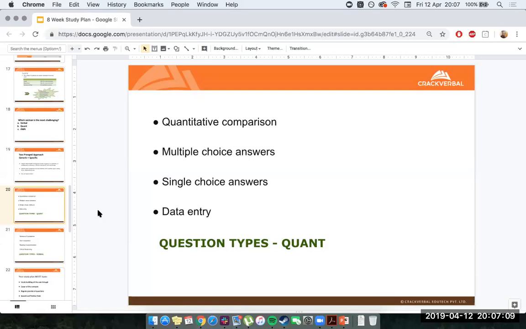Multiple choice answers, I think these are very familiar, right? You get 5 options, 1 is correct, yada, yada, yada.